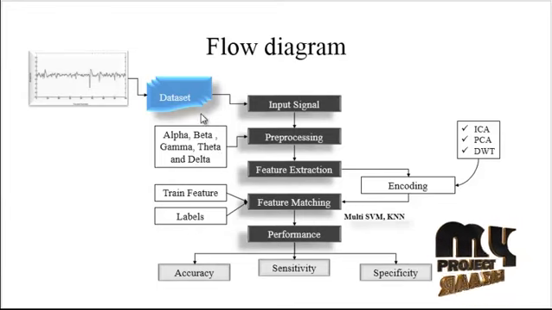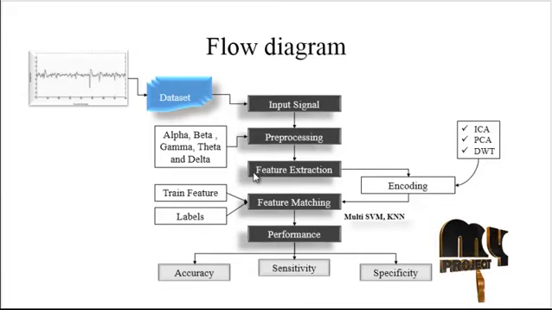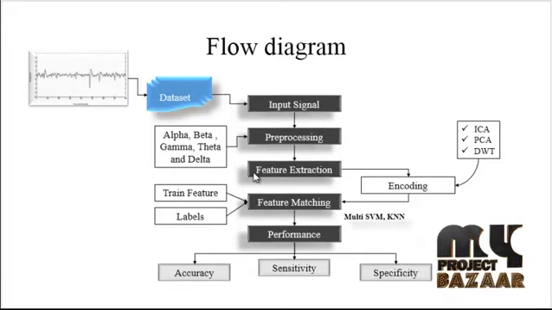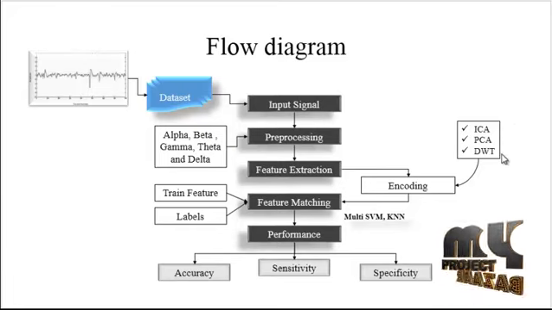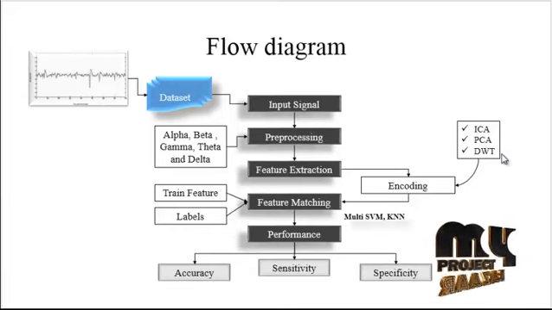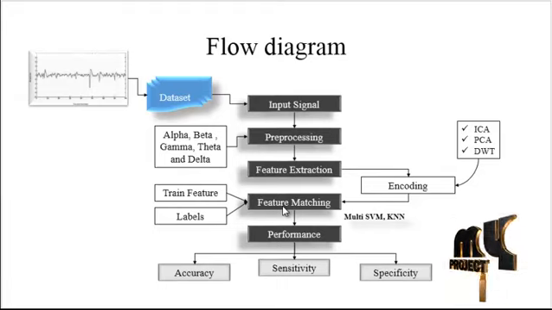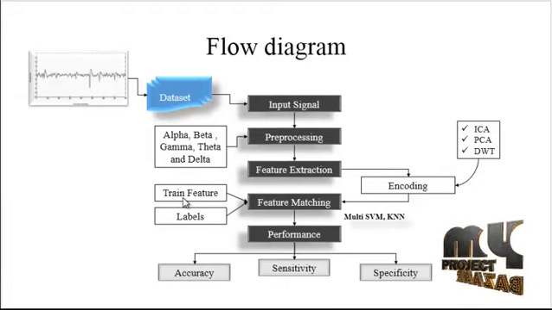After segregating the subbands from this signal, we move on to the third stage of the project, that is feature extraction. In this feature extraction we encode the features by using three algorithms named ICA, PCA and DWT. DWT is nothing but the discrete wavelet transform. After these three steps we extract the features from the alpha, beta, gamma, theta and delta signals. After extracting these features we combine them to generate the test feature. After generating the test feature we have to give two things as an input for the matching process, that is the train feature and the labels.